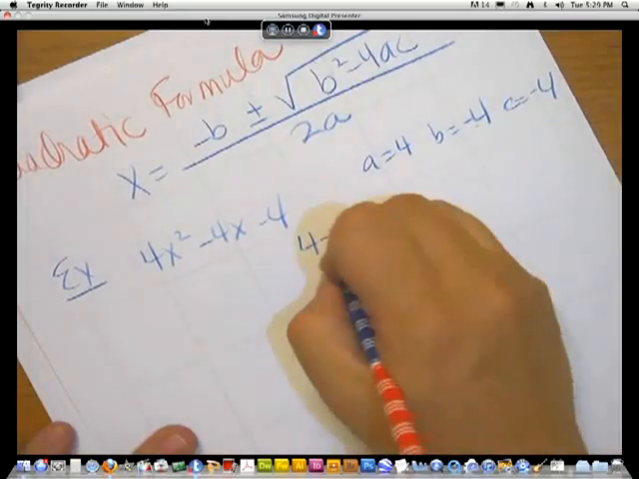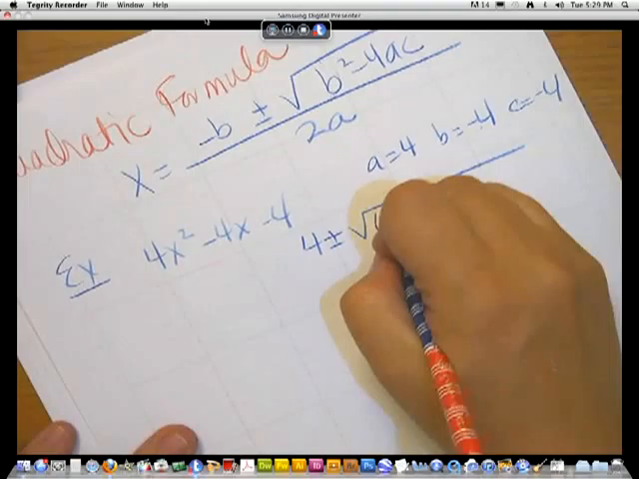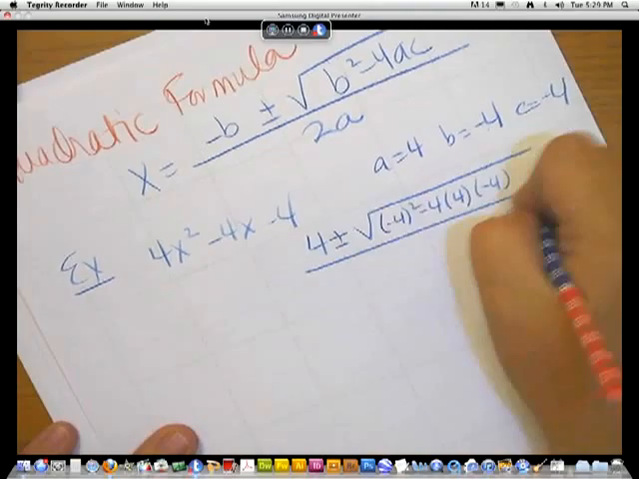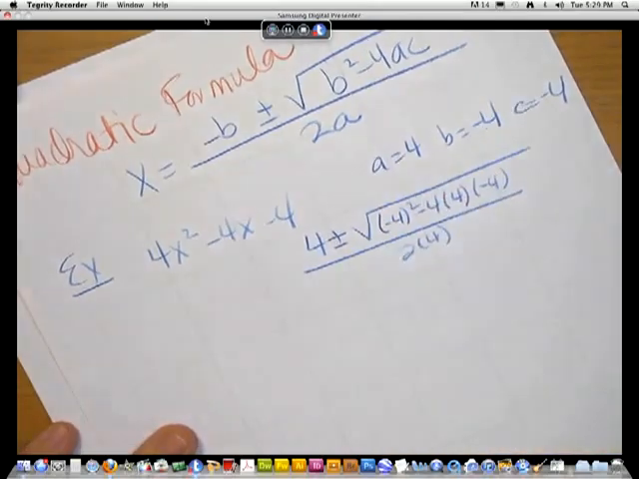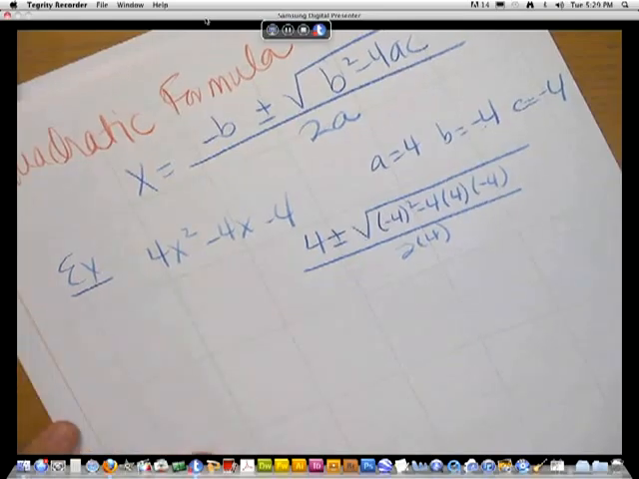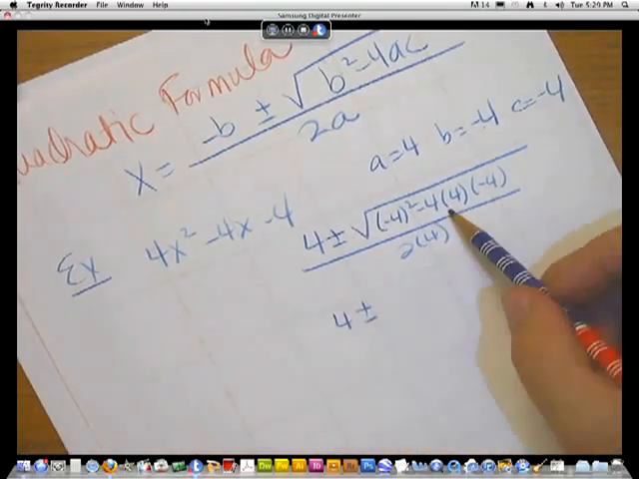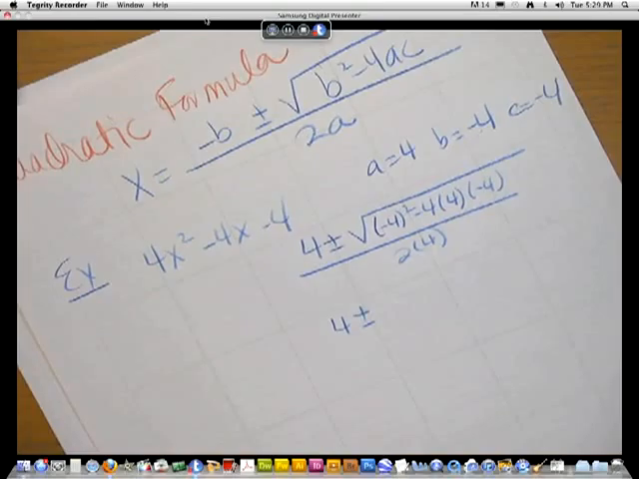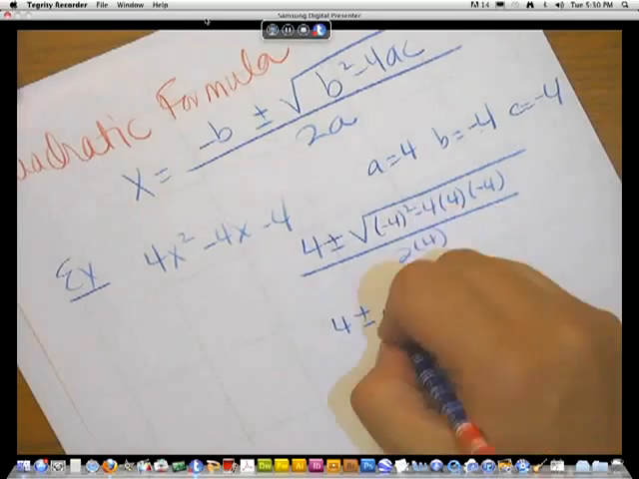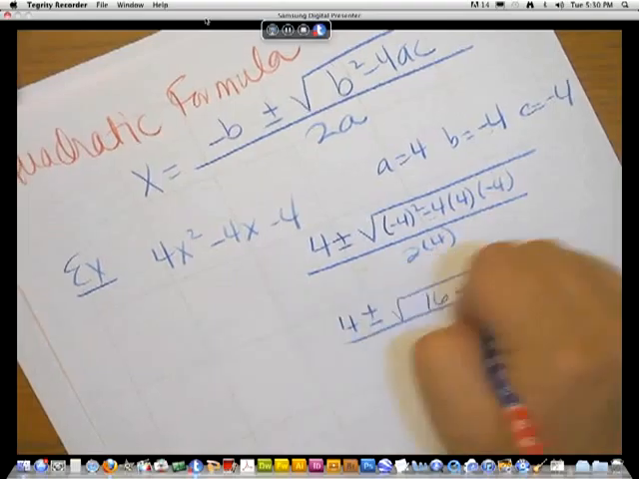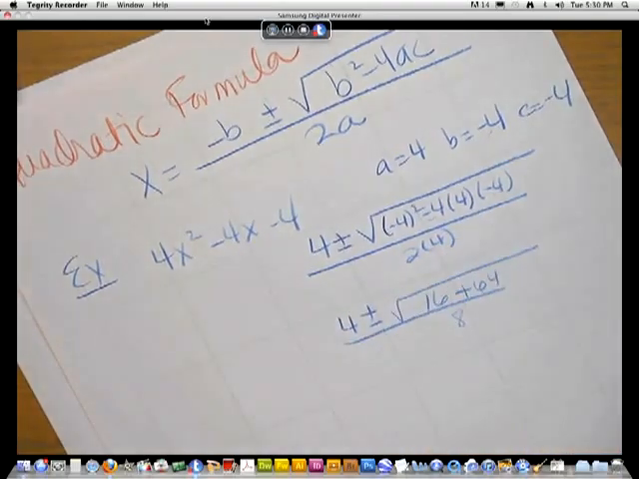Plug this information into the quadratic formula. Opposite of b means positive, plus minus square root, negative 4 squared minus 4 times positive 4 times negative 4, all over 2 times 4. You will be asked to come up with exact answers as well as possible decimal answers. So when I do some simplification here, I get 4 plus or minus. This is going to be 4 times 4 times 4 times 4. This is going to give us 64. So we're going to get 16. Minus minus is plus. So 64 and the 16 is 80.